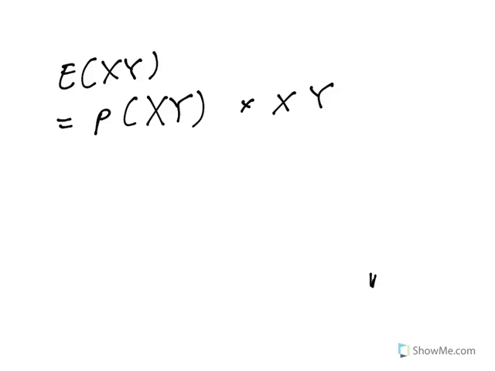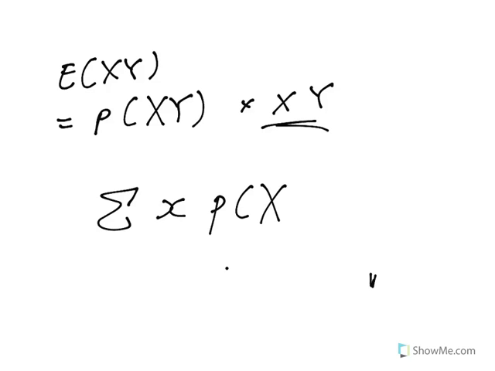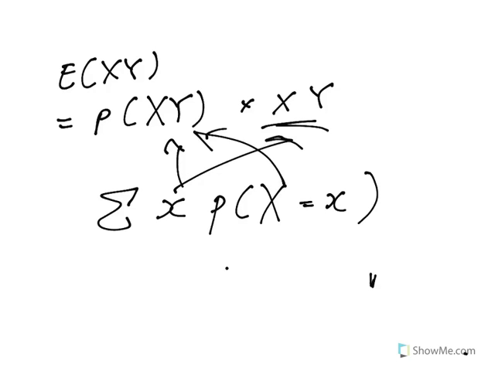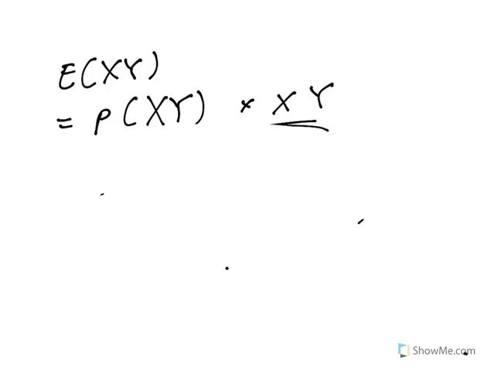Probability of xy multiplied by xy. xy is like the product. At first it was x times probability of x equals x. Now it's xy and probability of xy, multiplied by xy. So you think about it now.